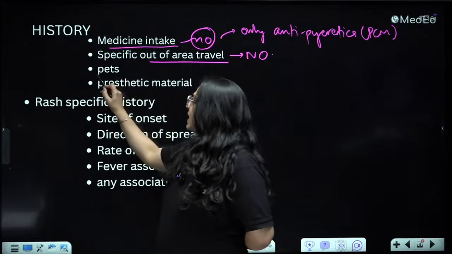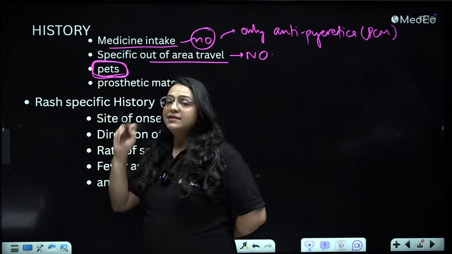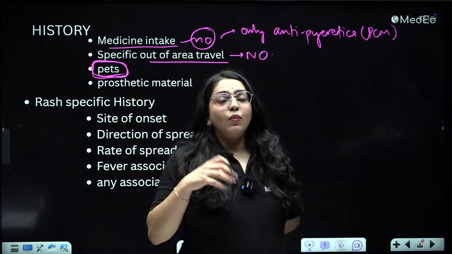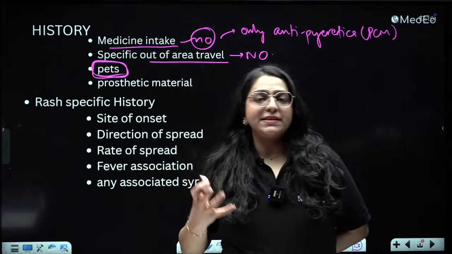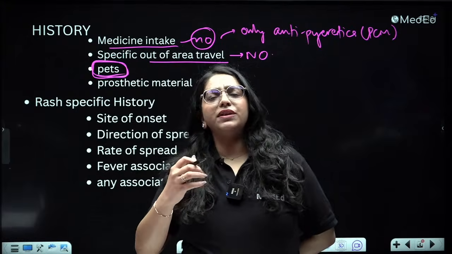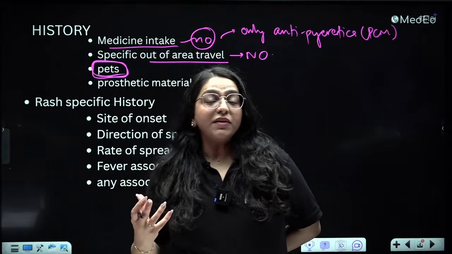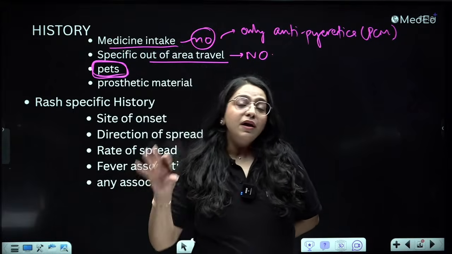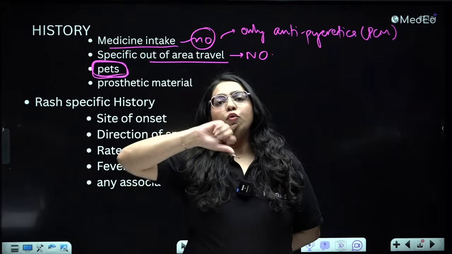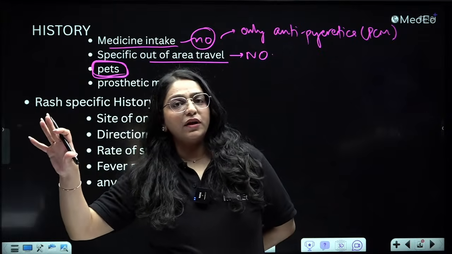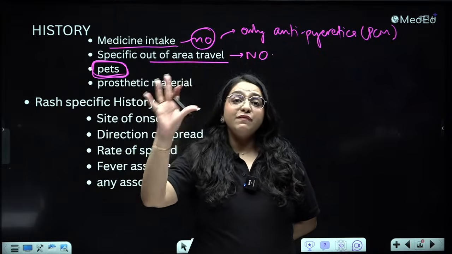Why pets? Why is it important to elicit the history of pets? Of course, you're going to go into the detail of fever and everything. I'm not covering the details of fever over here, because that is more pertaining to other causes of infectious diseases where you have fever with rash.